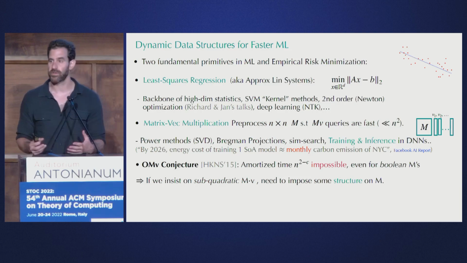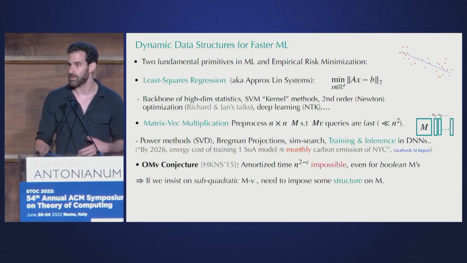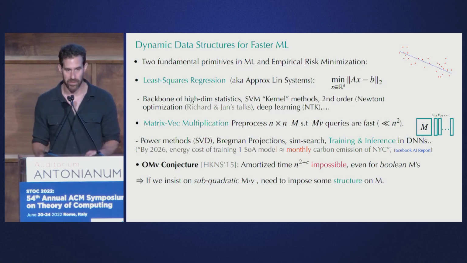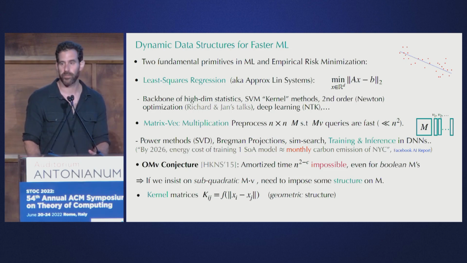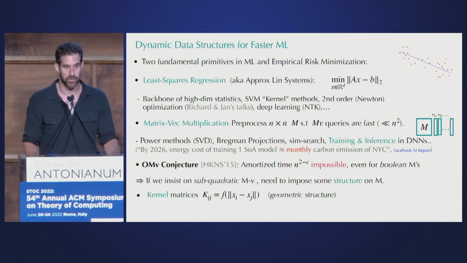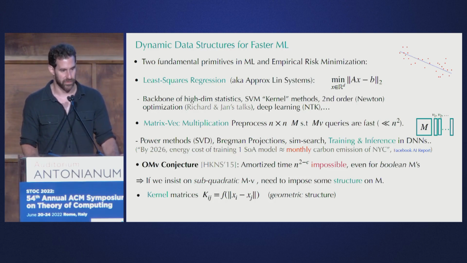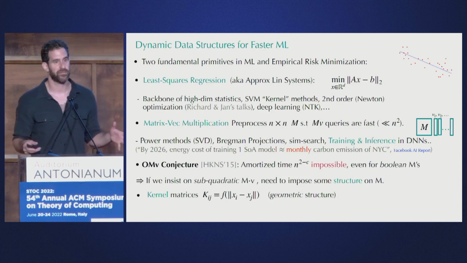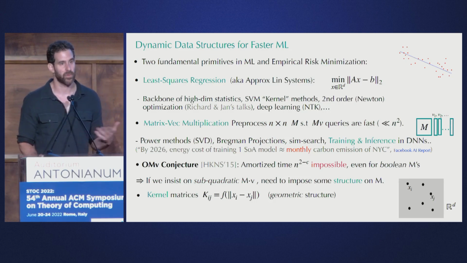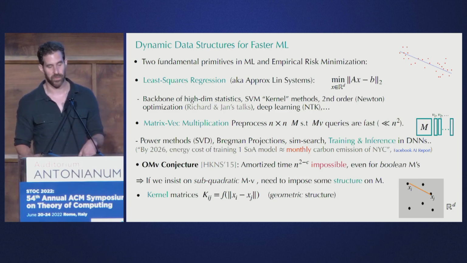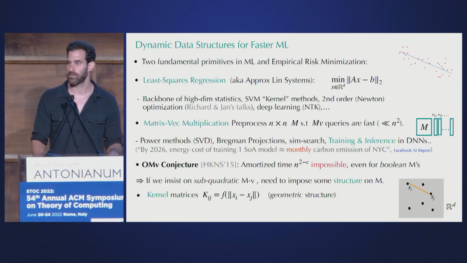And one such structure you might hope to impose is, for example, an algebraic structure. So if M has, let's say, an FFT structure, then you can multiply M by VI in, let's say, n log n time. Another class of structures you might hope to impose is a geometric structure on M. An important subclass of geometric matrices are known as kernel matrices, where these are n by n matrices, which are dense and full rank, and yet they are completely defined using n points in some low-dimensional space R^d, where the ij-th entry of the matrix is some analytic function of the distance between i and j. Does that make sense? Question?